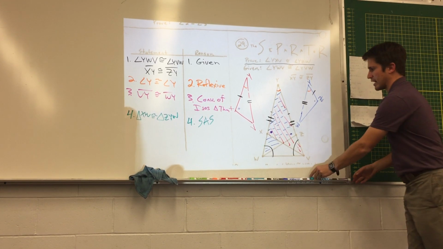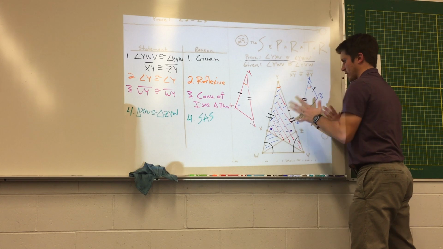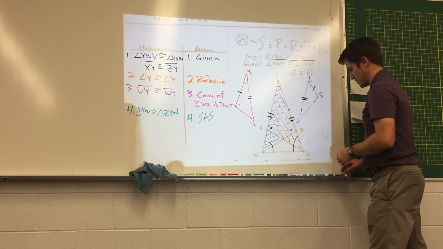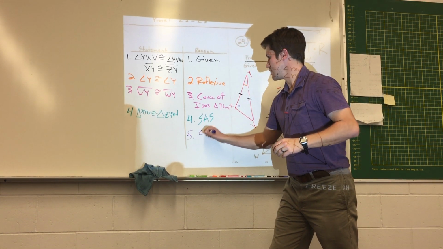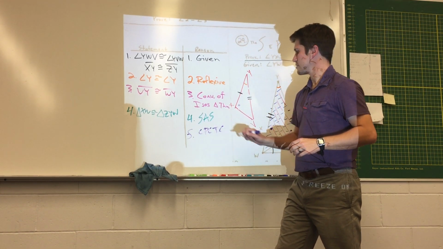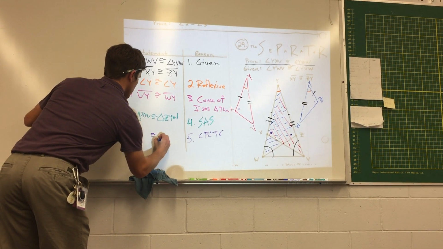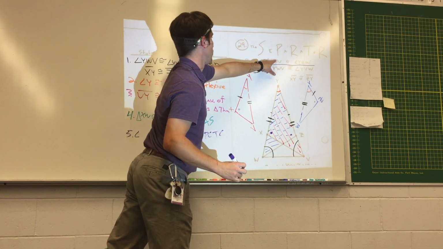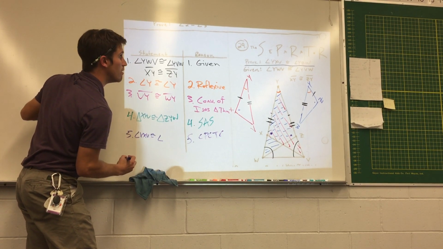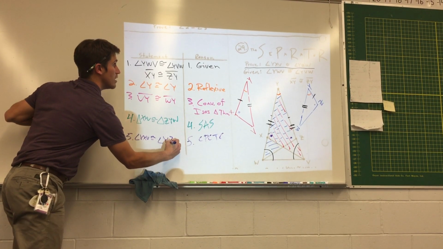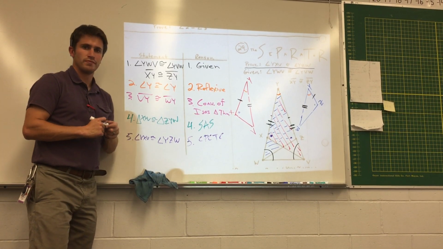We already kind of discussed, once I have the triangles congruent, I can say these purple angles are congruent. That's what I want to say. So, by CPCTC, I'm going to say exactly what I want to say. Angle YXV is congruent to angle YZW. Separator.